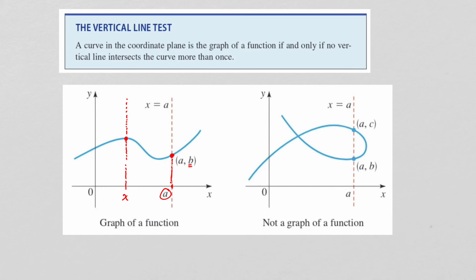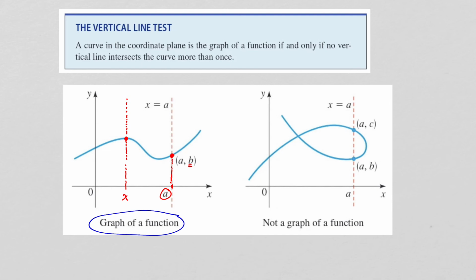Okay, so the vertical line test says that if you have a curve in the coordinate plane, it's a function if and only if no vertical line intersects the curve more than once. So this first graph here is the graph of a function.